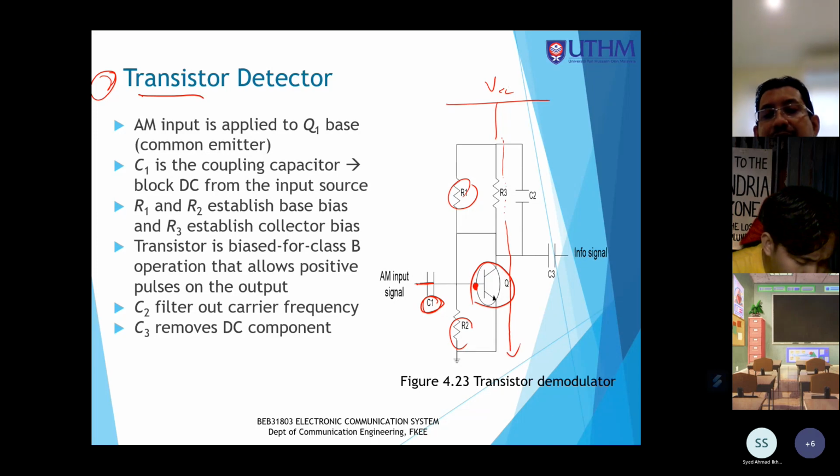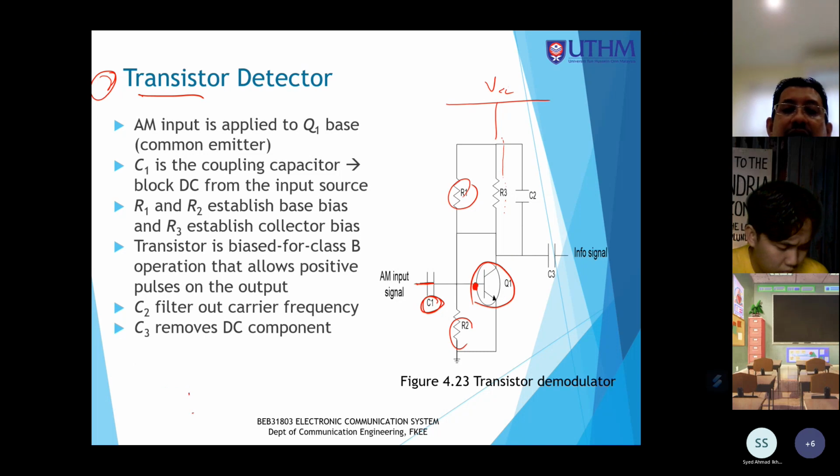Kalau voltage pada base jatuh kurang daripada threshold, maka current tidak dapat mengalir daripada collector kepada emitter. Okay, kalau kurang daripada threshold voltage, maka transistor akan switch off. Current tidak dapat mengalir kepada emitter. Okay, so remember the transistor acts like a switch and also acts like an amplifier.